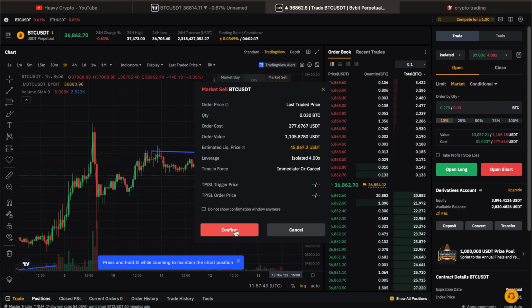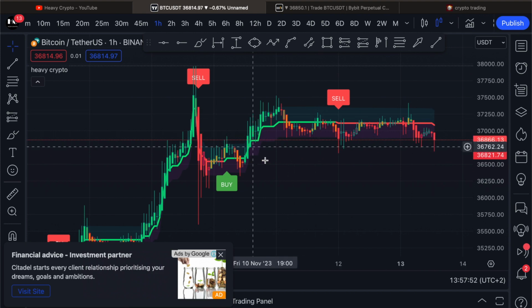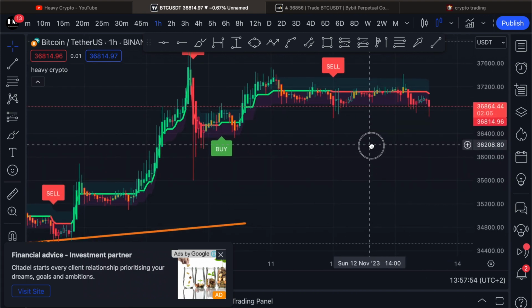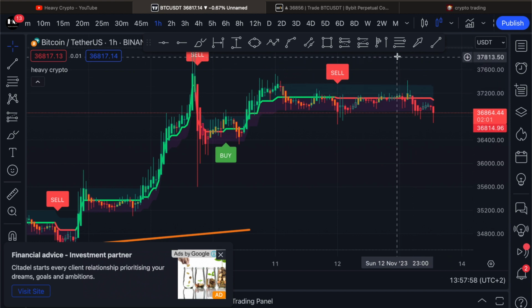So if I click confirm right now, I'm just gonna enter position at the current price, but I don't want to enter right now because I have to do my technical analysis based on my tools, Heavy Crypto Indicator. I'm gonna have to go through all this stuff and then take advantage of this market.